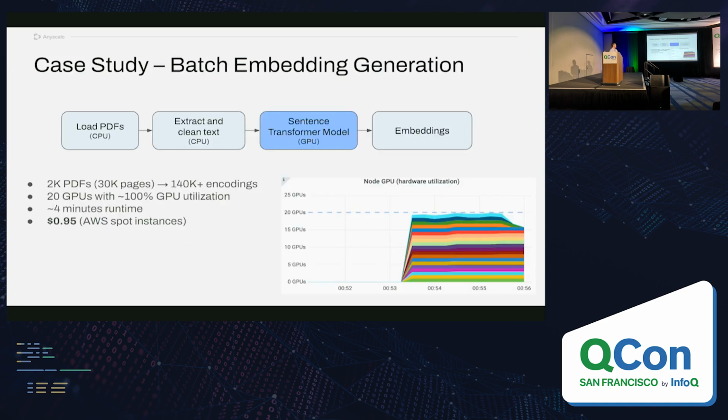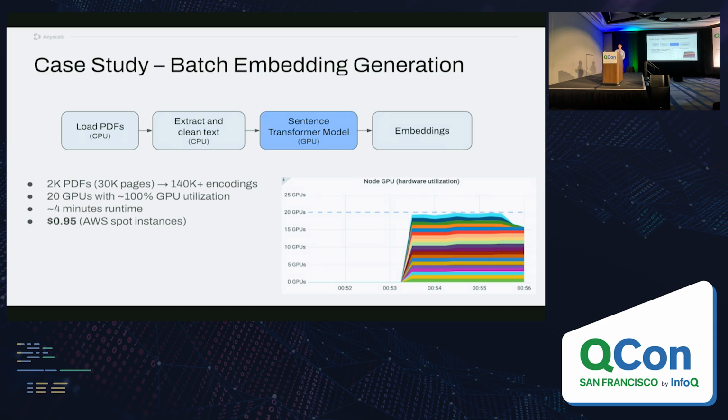So here is a case study using Ray Data. This example is batch embedding generation. In this simple pipeline, we first load PDFs on CPU and extract and clean text on CPU. This part is streaming-friendly in this example. The most difficult part is to extract embeddings for those texts using the sentence transformer model. After this pipeline, we will have embedding vectors for each PDF file, and these embeddings can be used for data retrieval or PDF search.